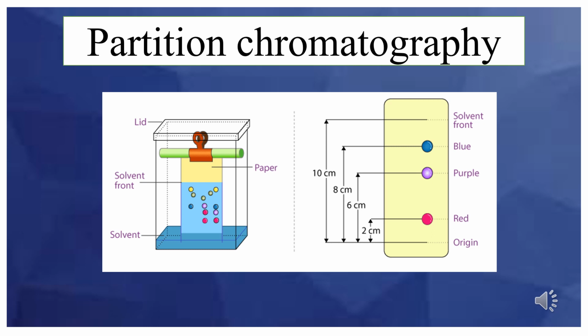Then the partition chromatography. The partition chromatography principle states that a solute will distribute itself between two immiscible liquids according to its distribution coefficient. The higher the distribution coefficient, the more the solute will partition into the more concentrated liquid. So in this process, a continuous differential partitioning of components of a mixture into stationary phase and mobile phase takes place. An example of partition chromatography can be seen in paper chromatography.